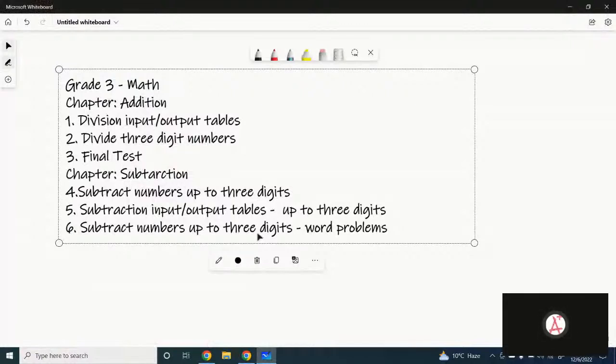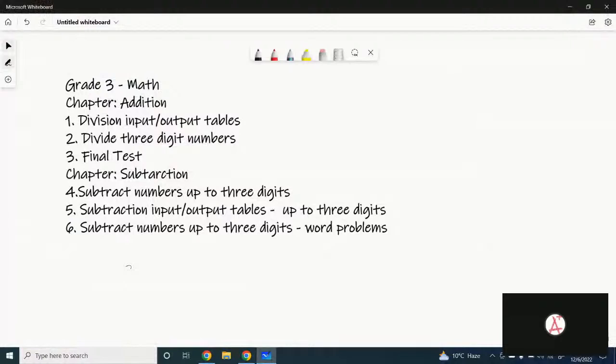So we're going to start with grade 3 maths. You can find all the lessons on a+students.com. You have to log in there using your email address and password as provided by the administrator.